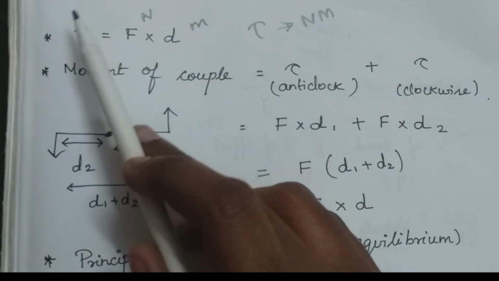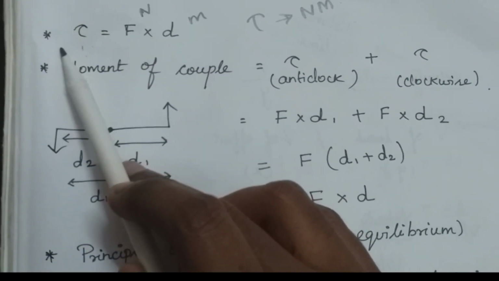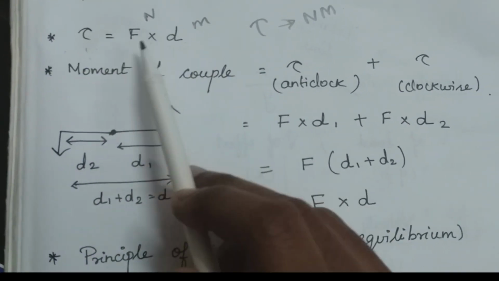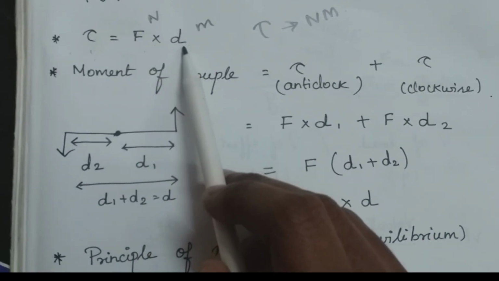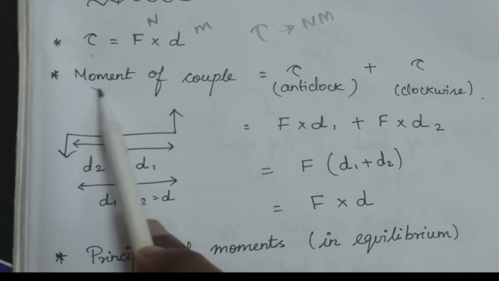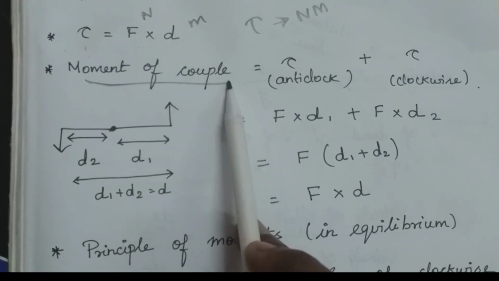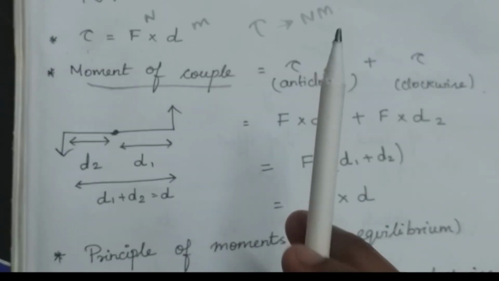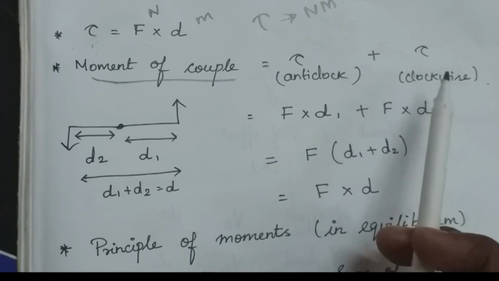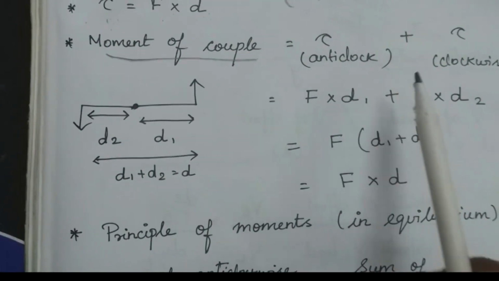So the first formula that you will be learning in chapter 1 is tau is equal to F into D, where F is the force and D is the perpendicular distance. And the second we learnt is moment of couple. In the case of moment of couple, there are two torques acting on it. What do you mean by torque? Torque is nothing but the turning force.